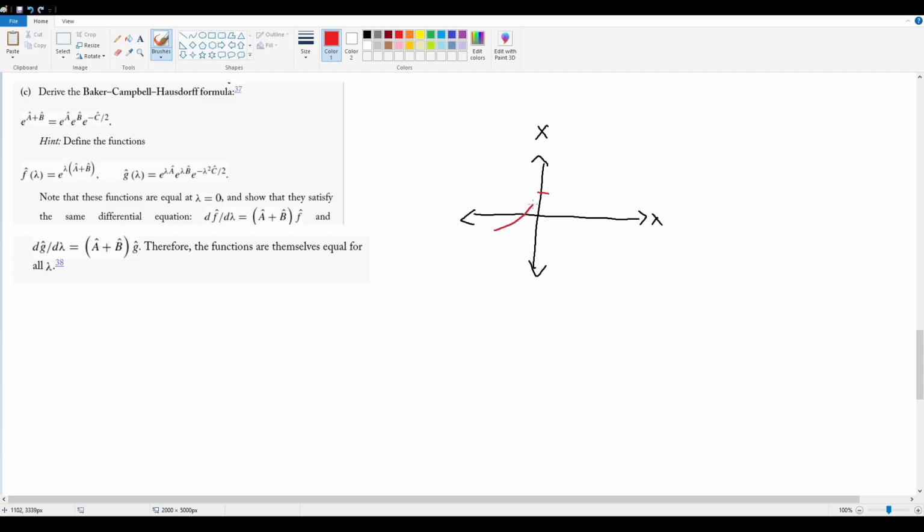And you have one function that goes like this, some hypothetical function f of lambda, and you have some other hypothetical function g of lambda, and you know that at lambda equals 0, they're both equal to 1, right? Just by looking at these expressions, right? Because it's just e to 0 and e to 0. You know that at lambda equals 0, they're equal.